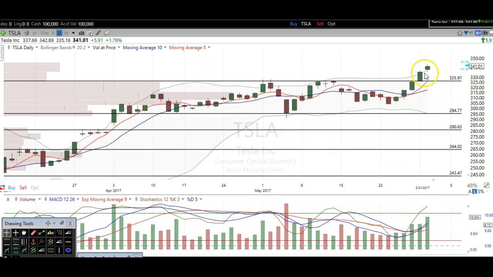So it's exactly what you want to see: high volume on these breakouts. So very nice action. If we do get any kind of consolidation lower, that's going to be a buying opportunity. And I do think that Tsla is going to head higher from here overall.